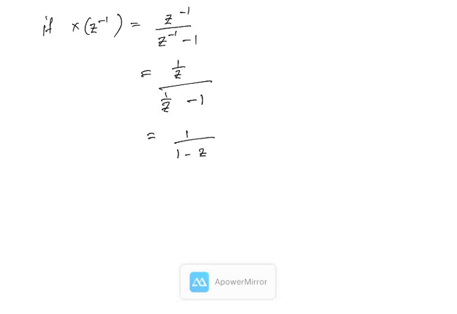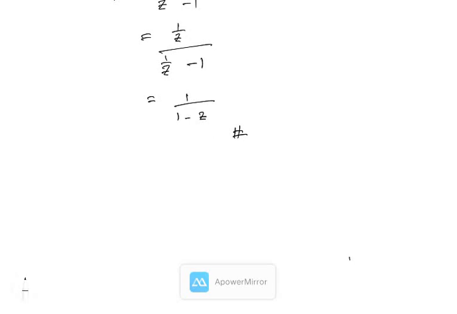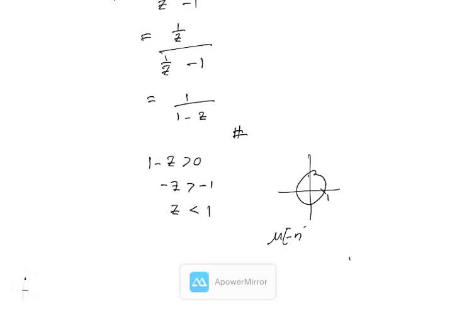Okay. From here, we can say that 1 minus z is more than 0. Okay, so minus z is more than minus 1, so z is less than 1. Z is less than 1 when we draw a circle of 1. So this means that the ROC is anticausal, because of the u of minus n. So it is anticausal.